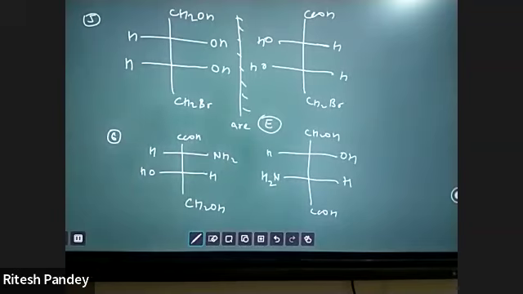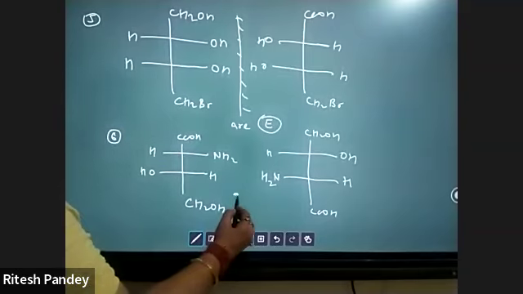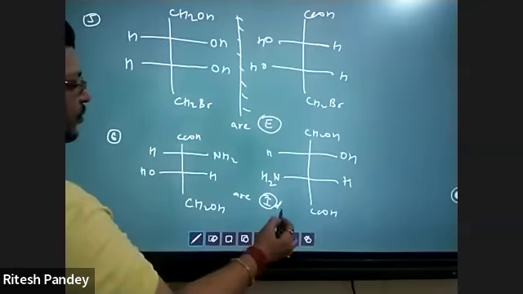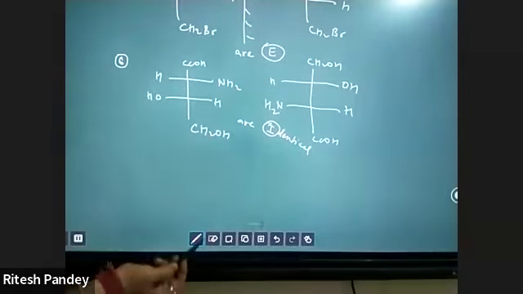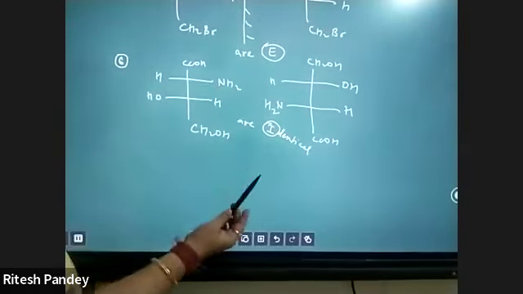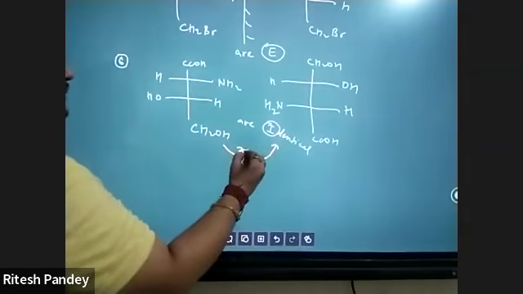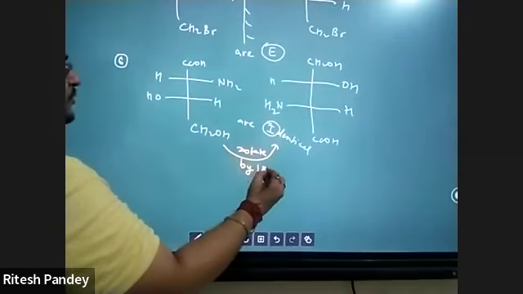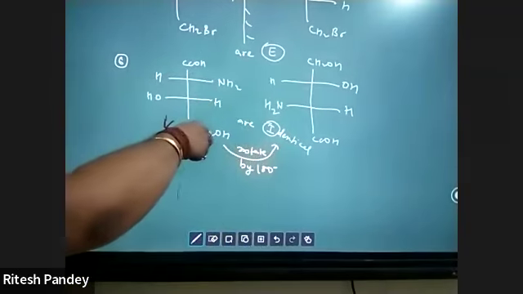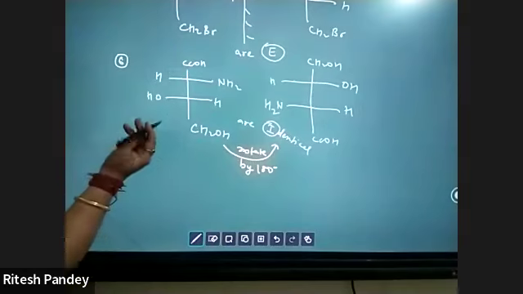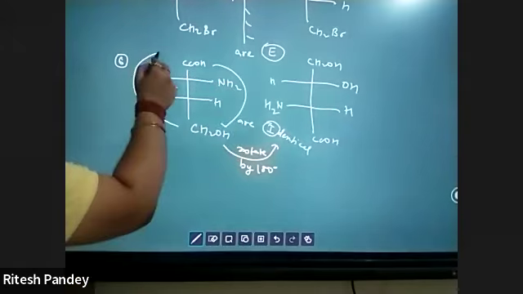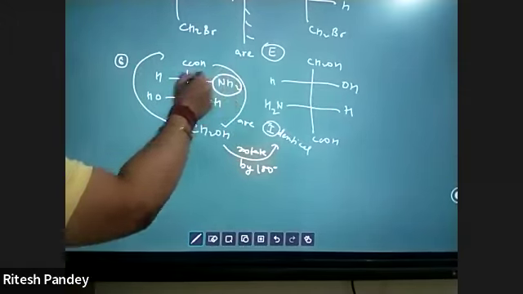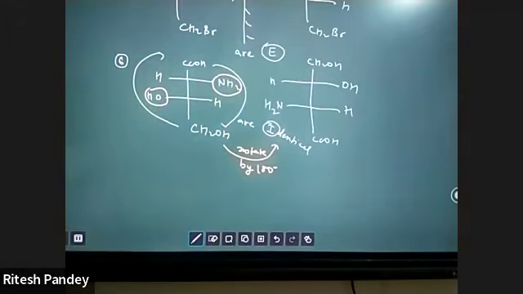And you know, this calls for some basic visualization. The two are identical, and I want to avoid using R and S configuration here. I want to go with what Reyes just told me, that if I rotate it completely by 180 degrees, which is allowed on the plane of the paper, COOH will come down, CH2OH will go up, and it's basic visualization that NH2 and OH will be exchanging their positions.